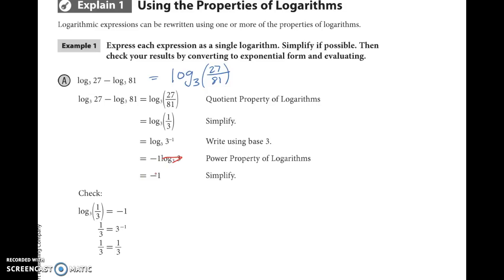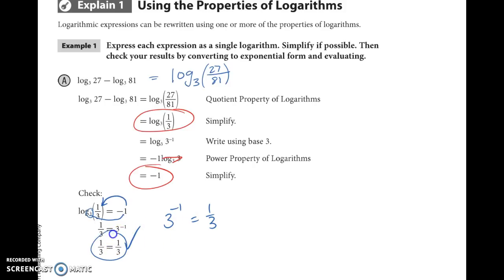Well, now it says to check your result by converting to exponential form. So the question is, does this really equal this? And if we convert to exponential form, we have 3 to the negative 1 power equals 1/3, and 3 to the negative 1 is 1/3. So does 1/3 equal 1/3? Yes.